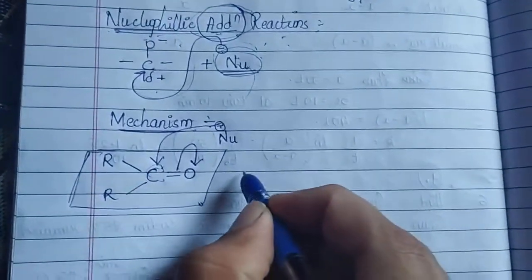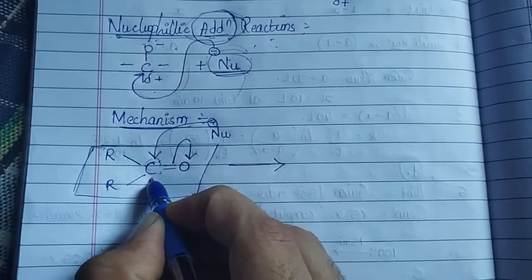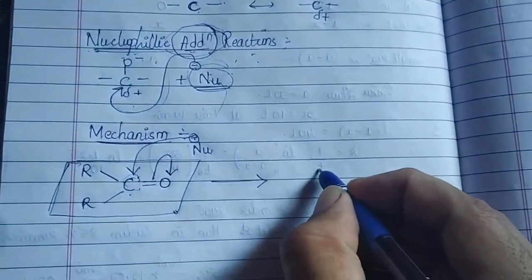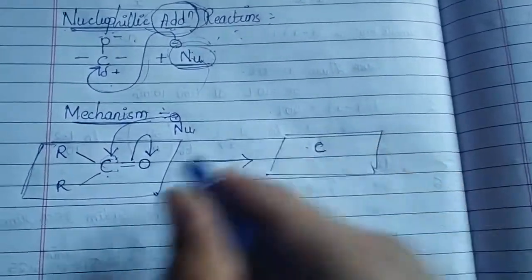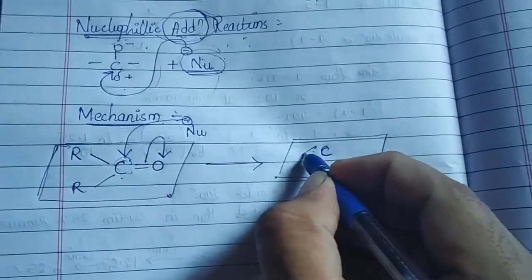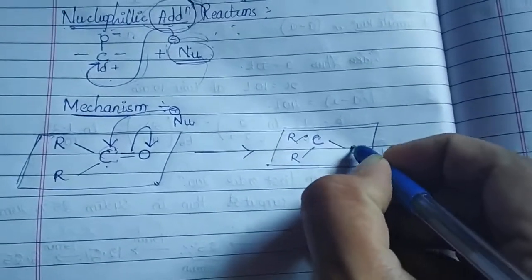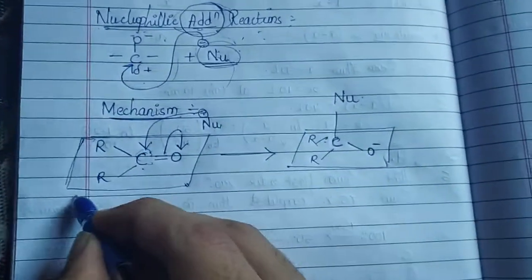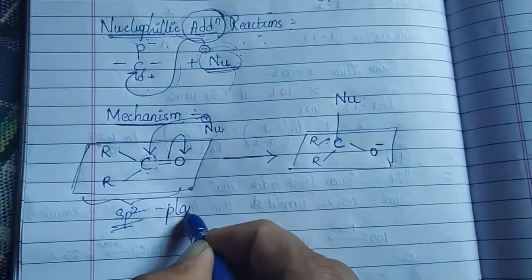Here you have to remember, whenever a nucleophile is attacking the carbon, the carbonyl carbon, the sp2 changes to sp3. I repeat, the sp2 changes to sp3. You can see over here, this carbon is C, whereas this is R. Here you will have your O minus, and this will be our nucleophile. So this structure was under sp2 hybridization, having a planar structure.